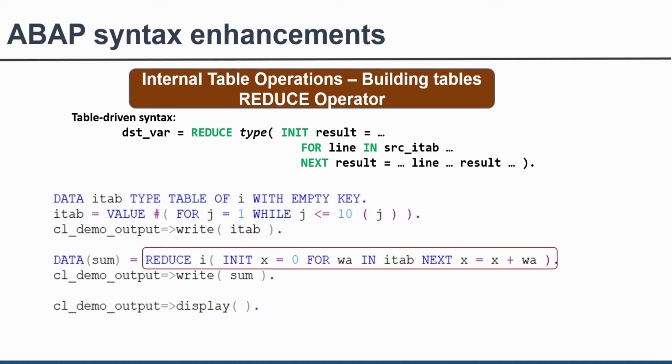Then a REDUCE statement is used to take the sum of all the values in the internal table itab and pass the value to the variable sum. After the FOR expression, the content of the table rows in itab is added to the local variable x, and this variable is provided as the result.